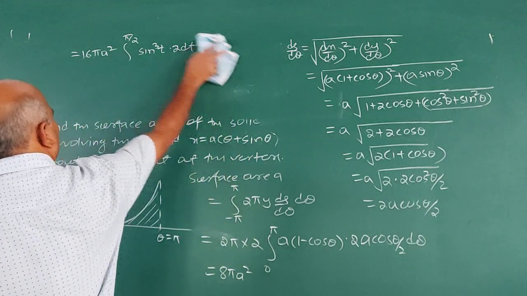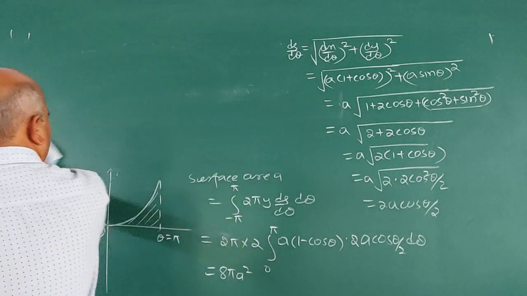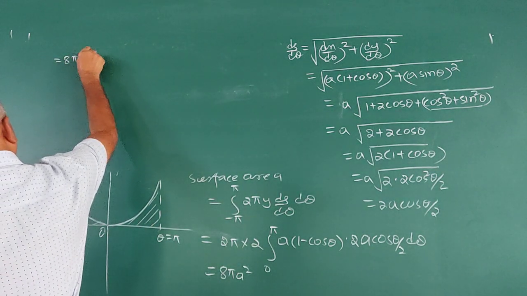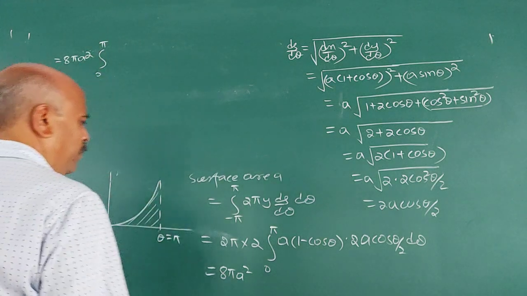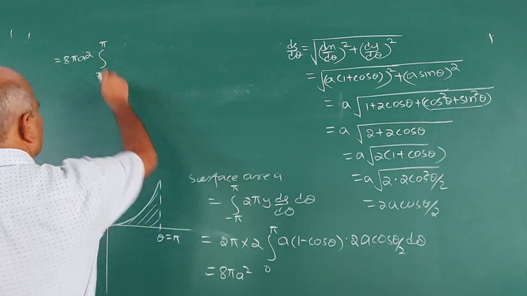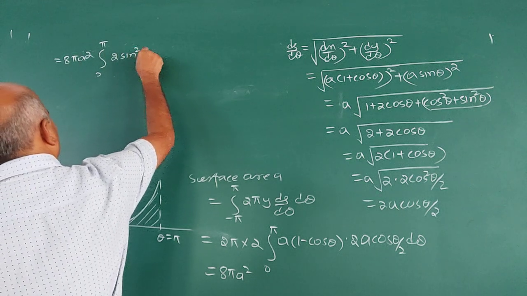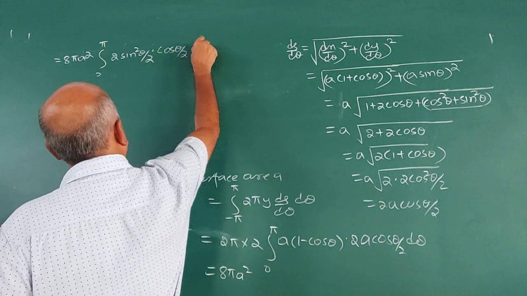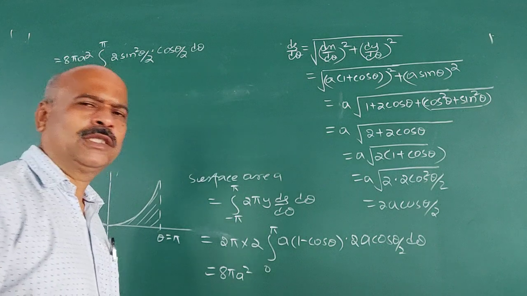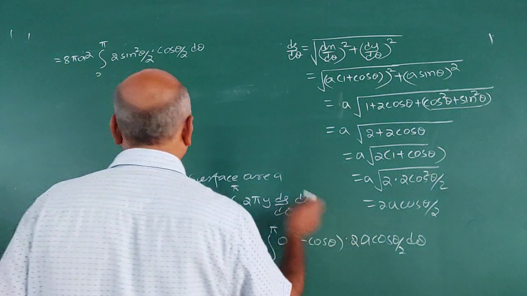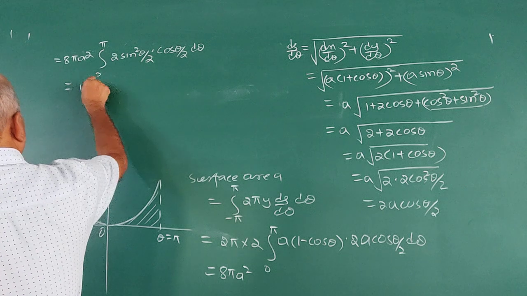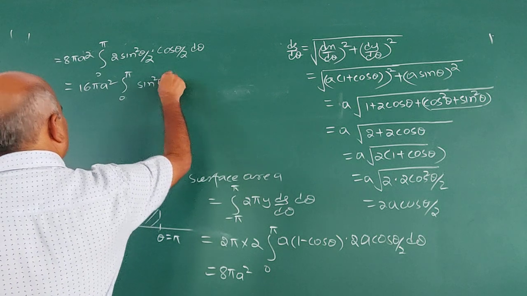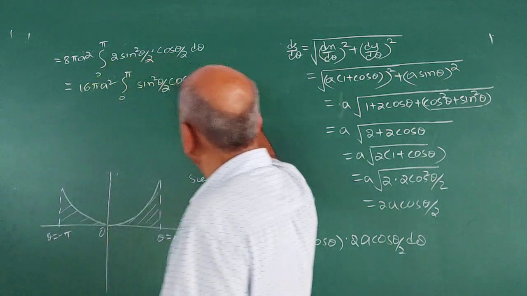It is therefore 8 pi a square integral 0 to pi, 1 minus cos theta is 2 sin square theta by 2, into cos theta by 2 d theta. 1 minus cos theta is 2 sin square theta by 2. It is 16 pi a square integral 0 to pi sin square theta by 2 cos theta by 2 d theta.